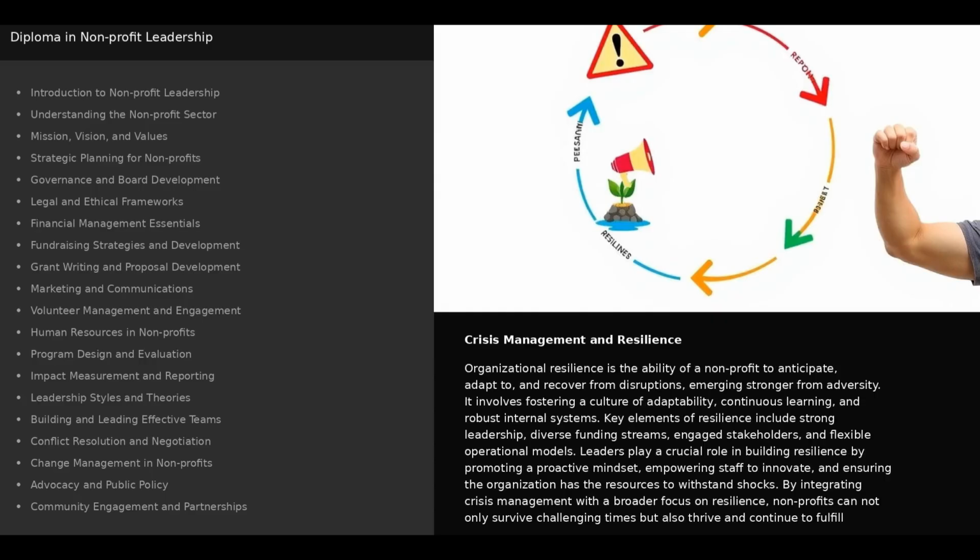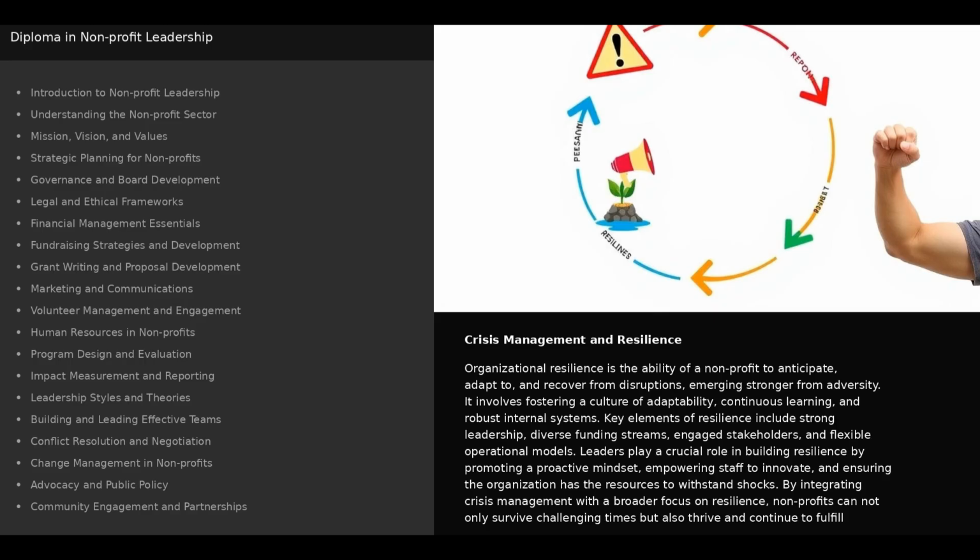Organizational resilience is the ability of a nonprofit to anticipate, adapt to, and recover from disruptions, emerging stronger from adversity. It involves fostering a culture of adaptability, continuous learning, and robust internal systems. Key elements of resilience include strong leadership, diverse funding streams, engaged stakeholders, and flexible operational models. Leaders play a crucial role in building resilience by promoting a proactive mindset, empowering staff to innovate, and ensuring the organization has the resources to withstand shocks.